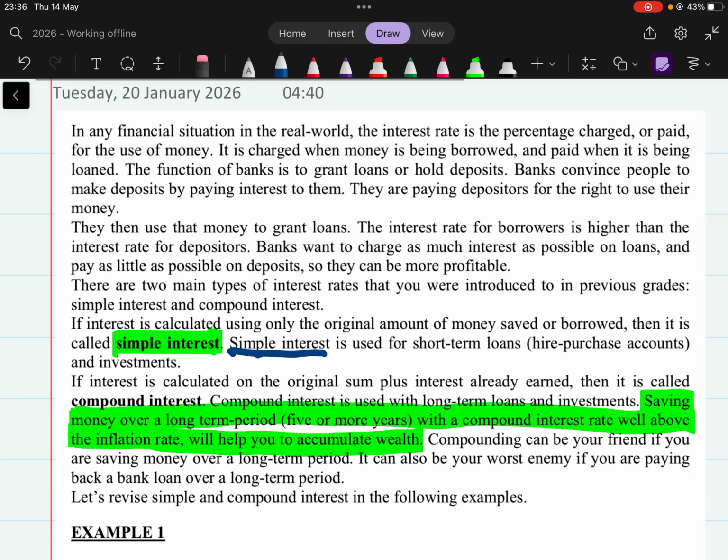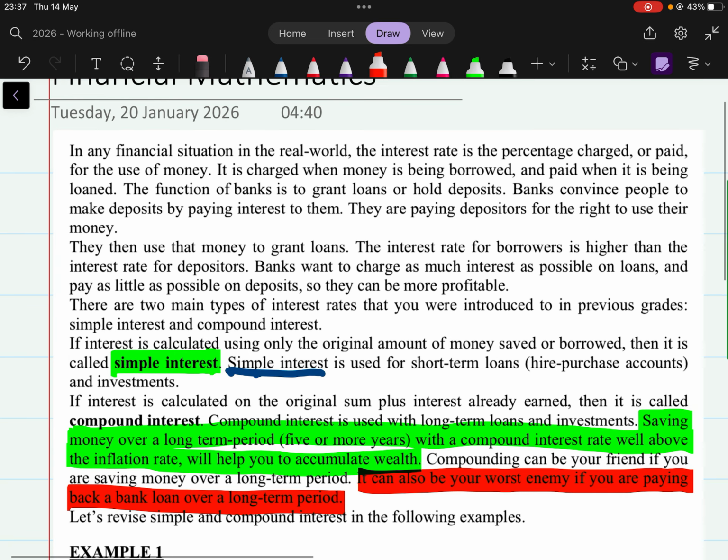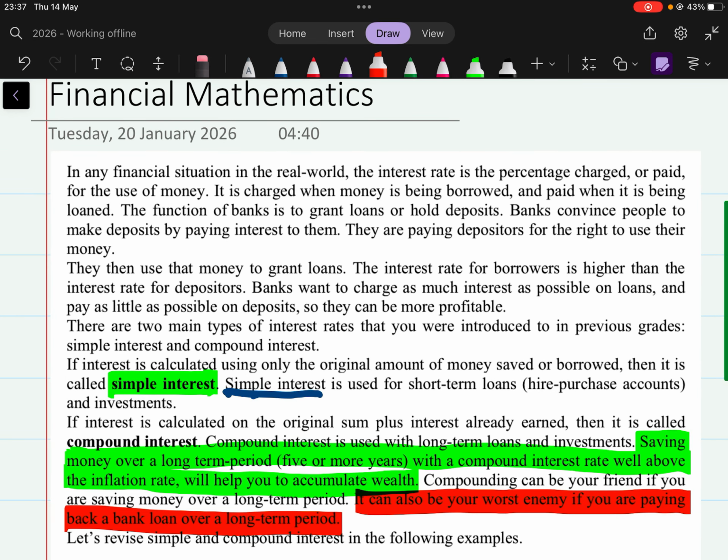Compounding can be your friend if you are saving money over a long-term period. It can also be your worst enemy. Just be on the lookout. It can also be your worst enemy if you are paying back a bank loan over a long-term period. To stay safe and avoid the stress of finances, you need to avoid paying banks over long-term periods, because it can actually be your worst enemy in life.